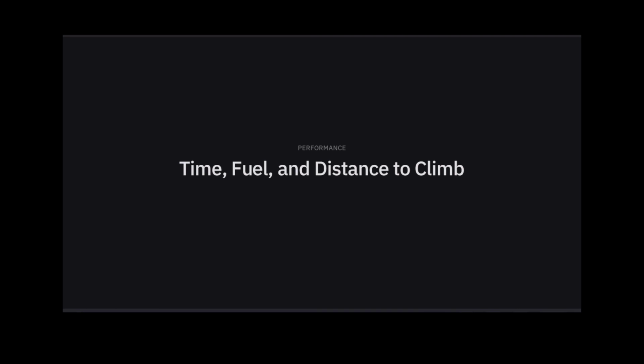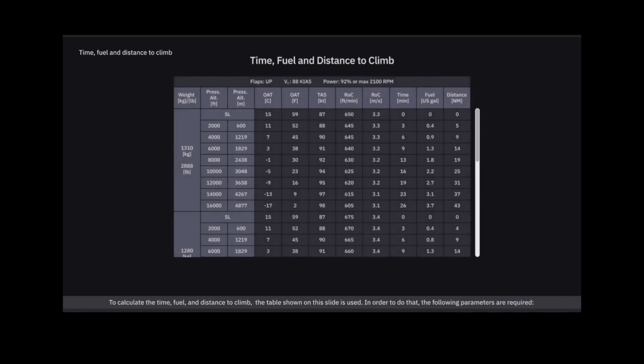Time, fuel, and distance to climb. To calculate the time, fuel, and distance to climb, the table shown on this slide is used. In order to do that, the following parameters are required: initial climb weight of the airplane, airfield pressure altitude, cruise altitude, outside air temperature at takeoff, and outside air temperature at cruise altitude.